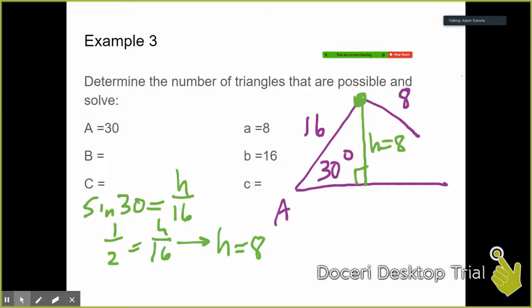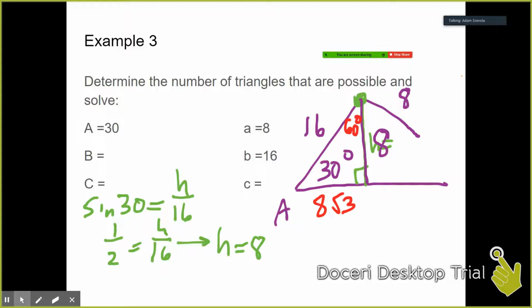So this is that weird case that doesn't happen too often, but it's when the side opposite the given angle is less than the side adjacent, but it's exactly equal to the height. So now we're just solving this right triangle. This angle would have to be 60 because you subtract 90 and 30 from 180 and get 60. And if you did the Pythagorean theorem or special right triangles, you'd get that side as 8√3.